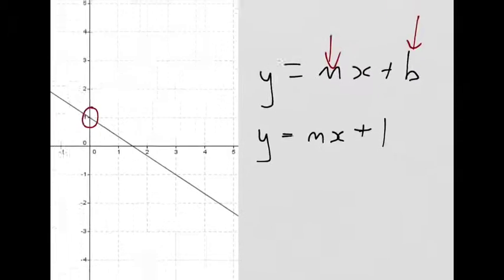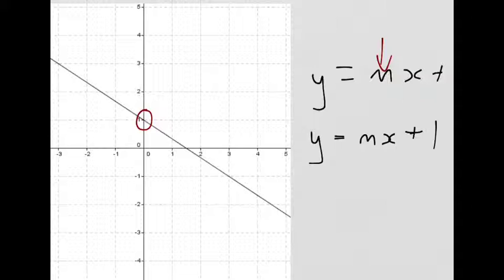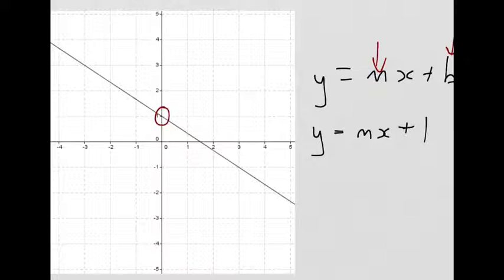What about the slope? That's a little tougher. Can you just pick 2/3? 2 over 3? Close. It's a negative slope. Perfect. Negative 2 over 3, right?